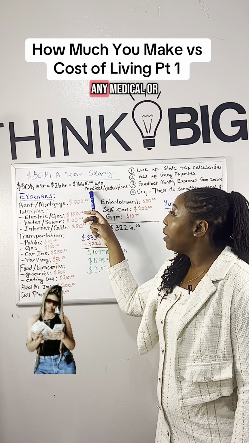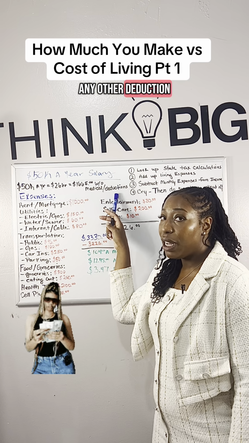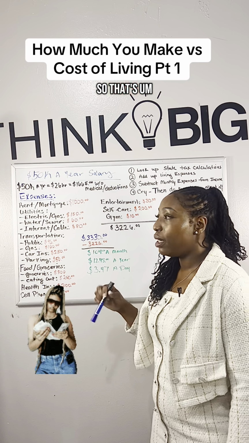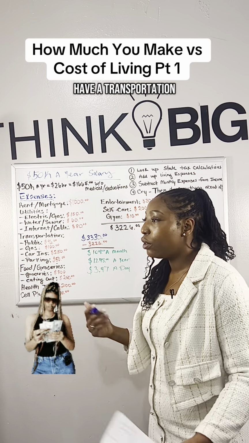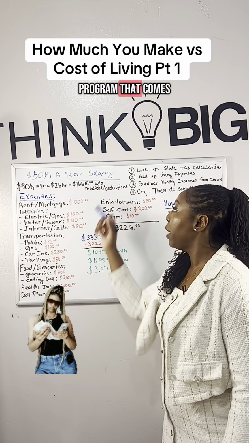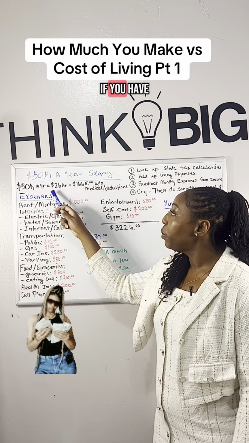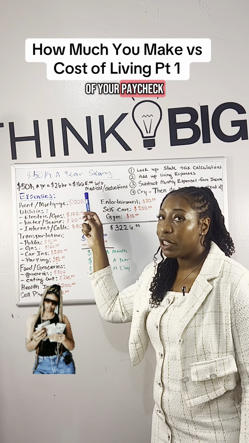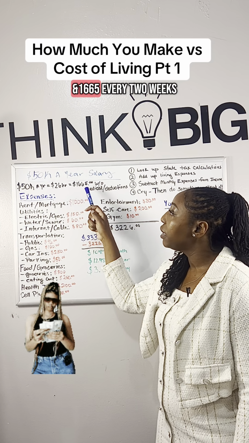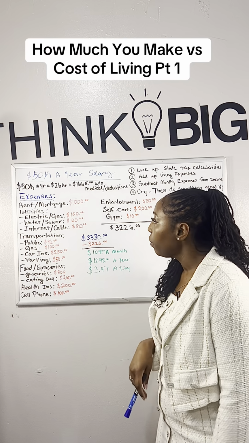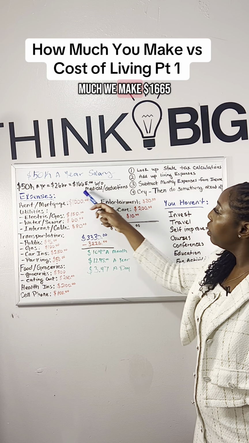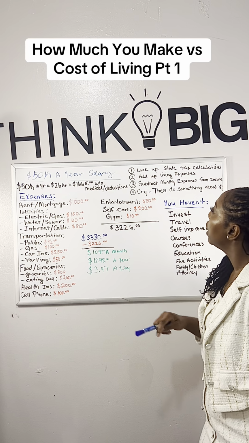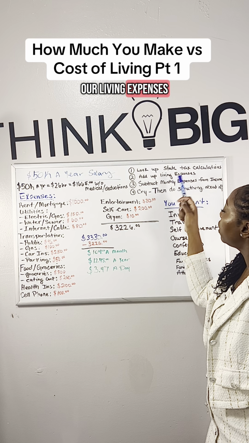That is without any medical or any other deduction. So that's excluding any medical you may have through your employer. That also excludes any deductions you may have through your employer. So maybe you have a transportation program that comes out of your paycheck. So this is if you have nothing coming out of your paycheck. You will make $1,665 every 2 weeks. Okay, so we looked up how much we make, $1,665, and now we're going to add up our living expenses.